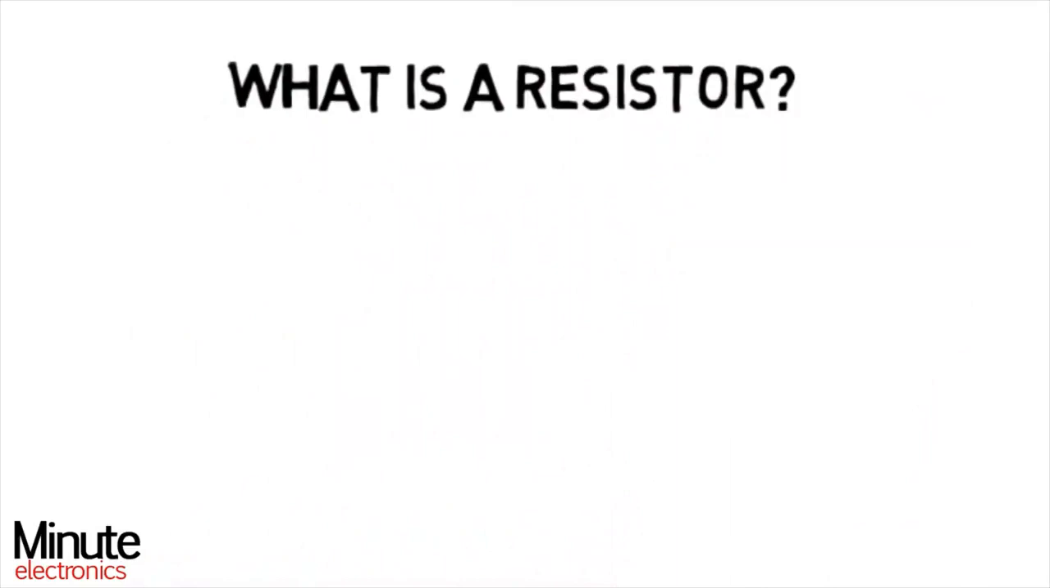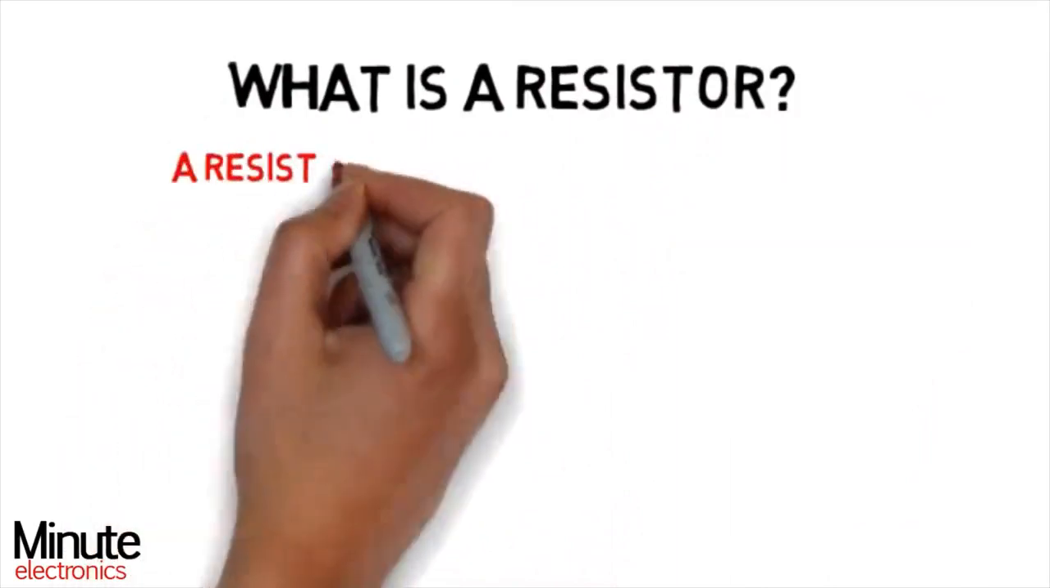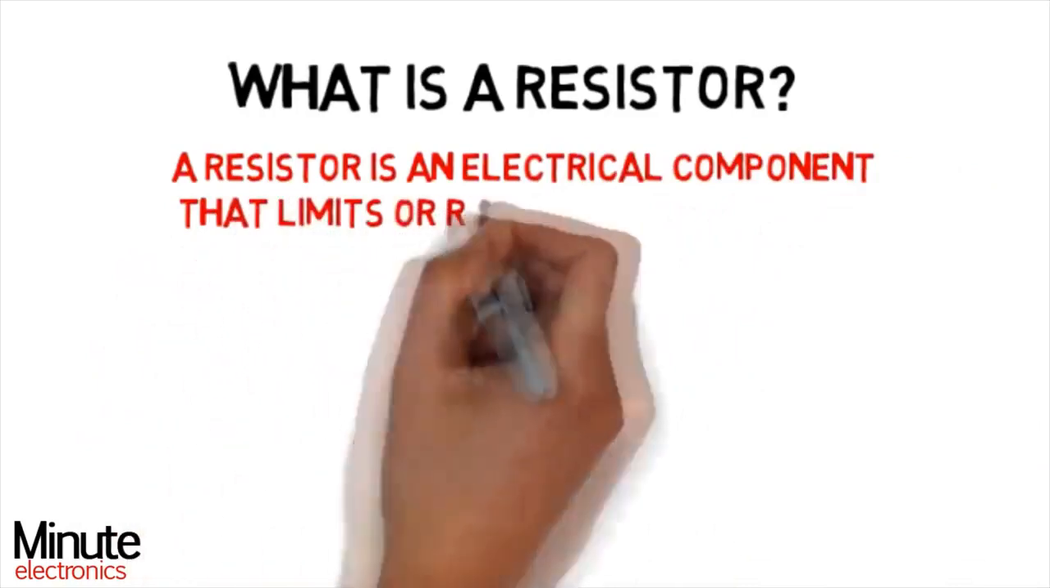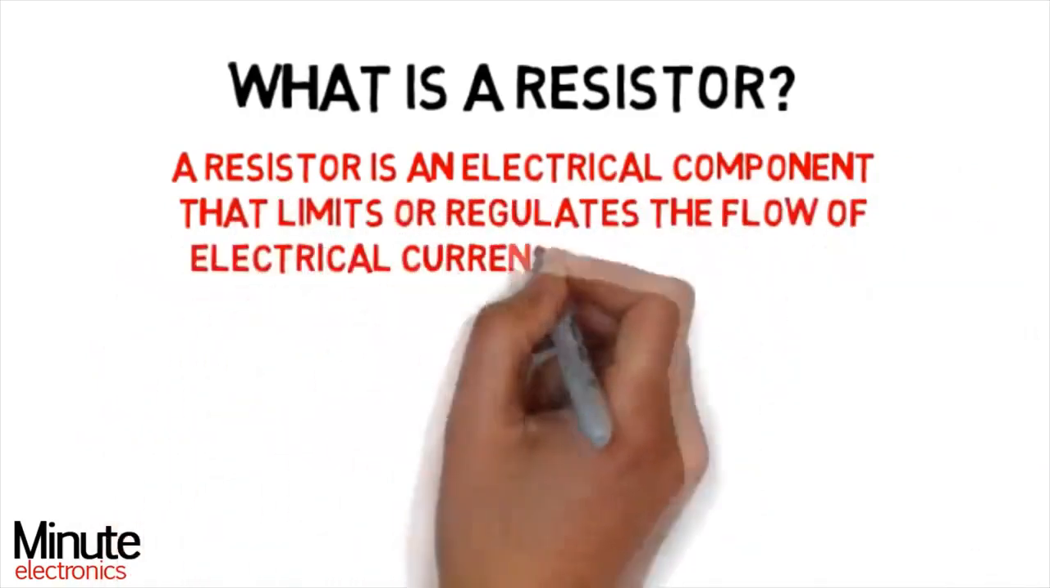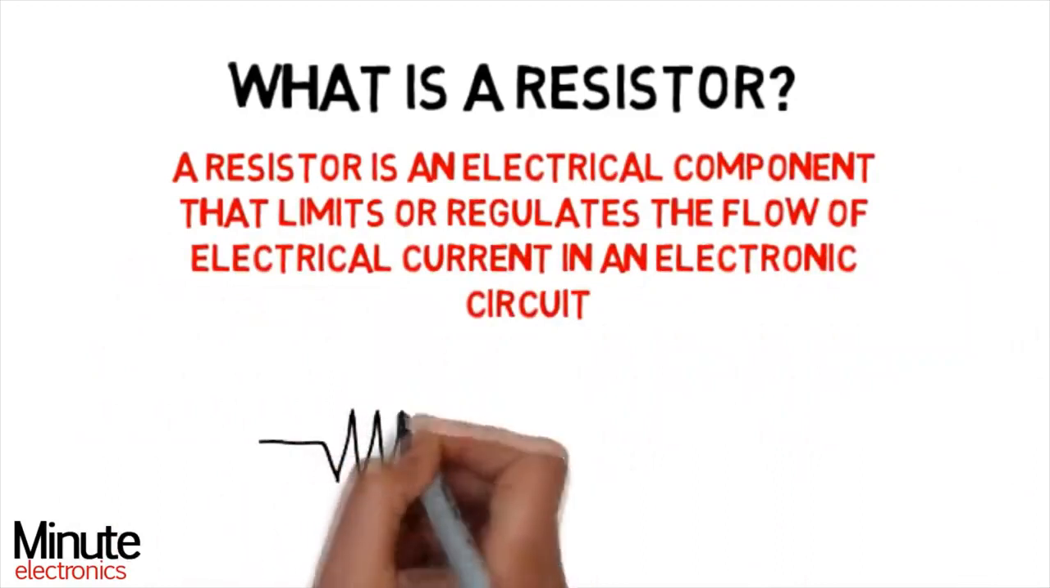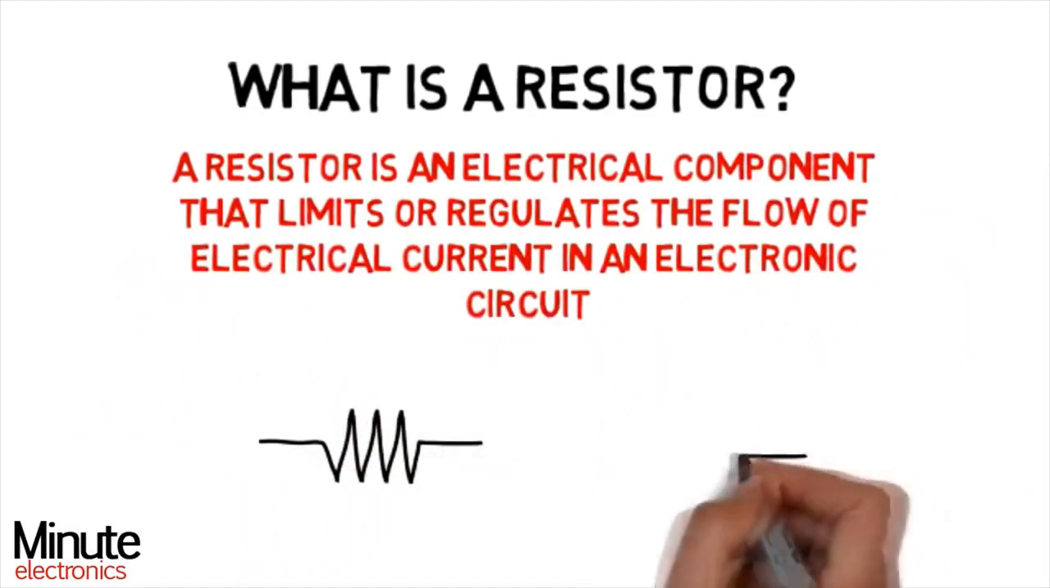What is a resistor? A good definition would be a resistor is an electrical component that limits or regulates the flow of electrical current in an electronic circuit. The symbol on the left is the American standard, while the symbol on the right is the international standard.